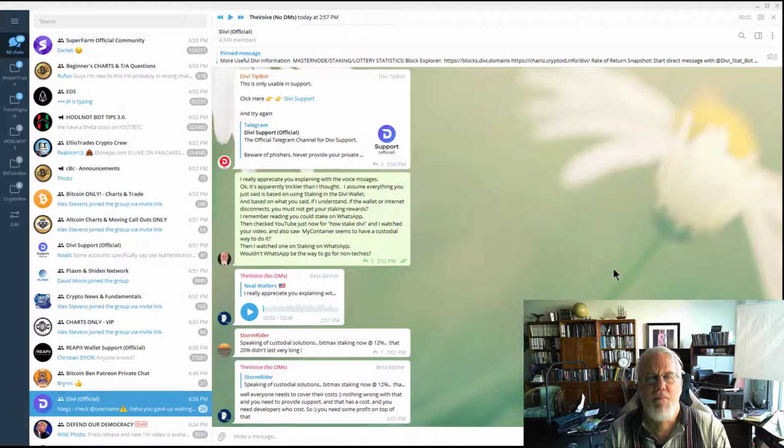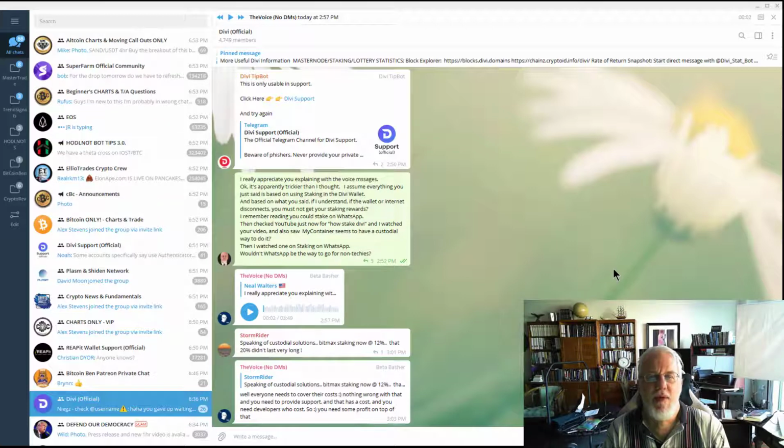But you need to keep it up and running on your computer, and it does take a little bit of resources of your computer to do that.